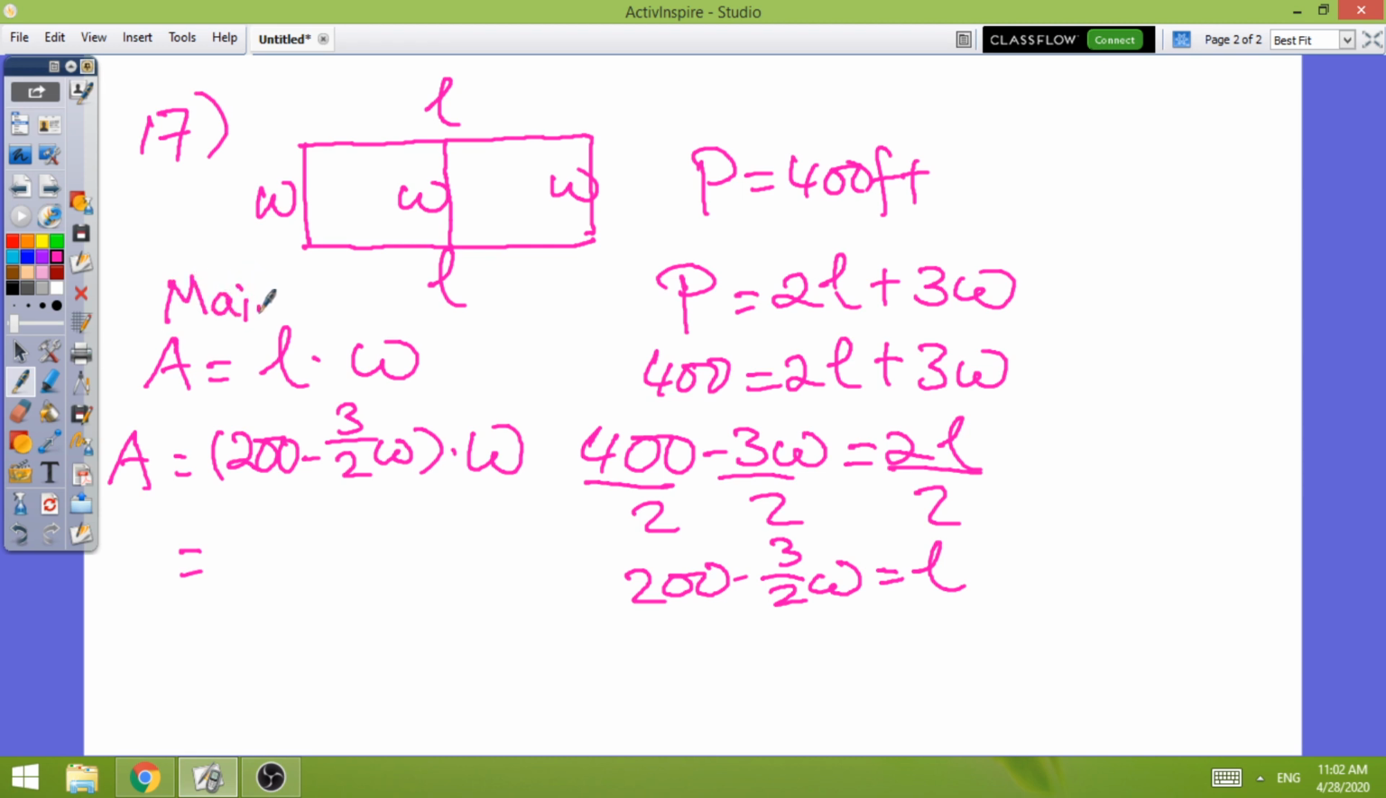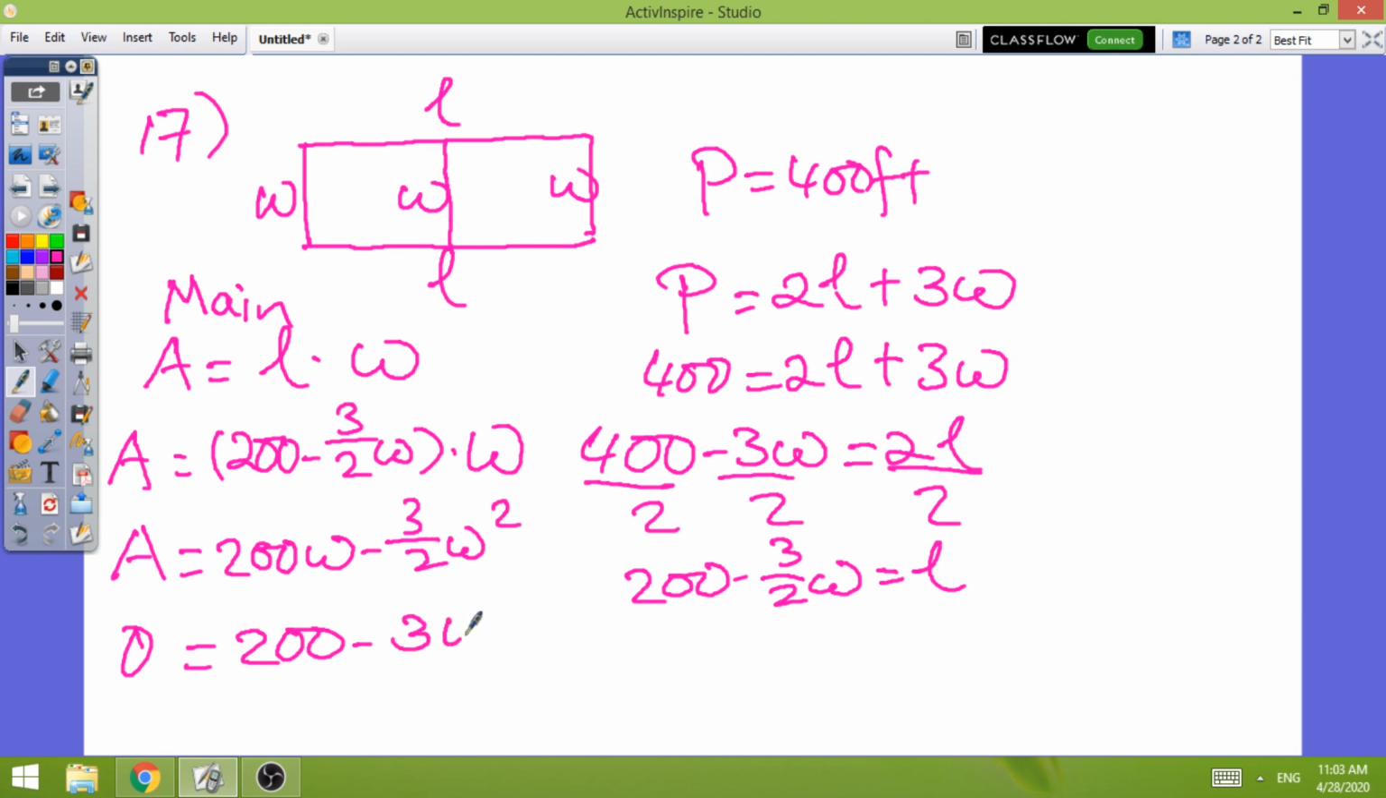And now this one is the main equation. If this one is the main equation, that means we need to differentiate it. Before you differentiate it, you want to simplify the whole thing. So 200 times W is 200W minus 3/2 W squared. That's the area of this corral. Now we take the derivative. The derivative of a constant area is zero. The derivative on the right hand side is 200 minus 3/2 times 2, that'll be 3W. And now we want to set that equal to zero and solve for W.